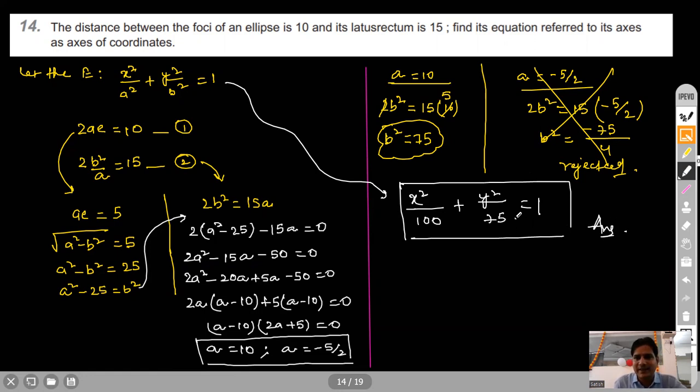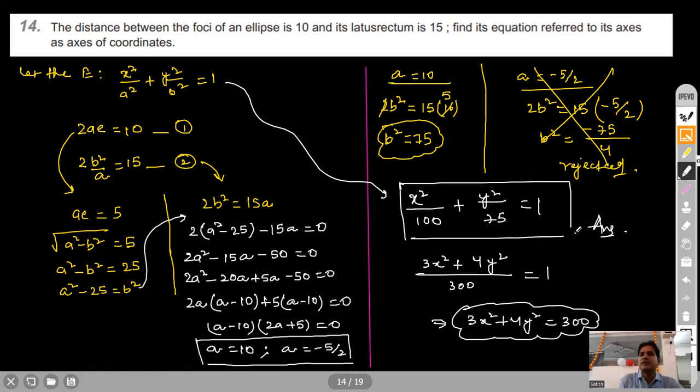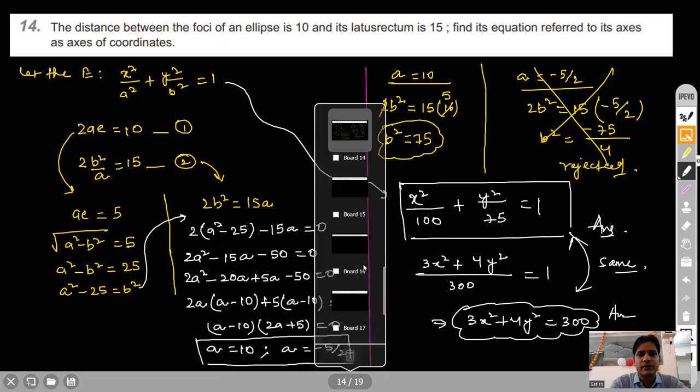If you further want to expand it, you can do. What will be the LCM of 100 and 75? It will be 300. So check, LCM 300. It will be 3x square plus 4y square is equal to 300. Both these equations represent the same ellipse. So you can leave it here also, or you can expand. It's up to you. So this will be our equation of the ellipse.